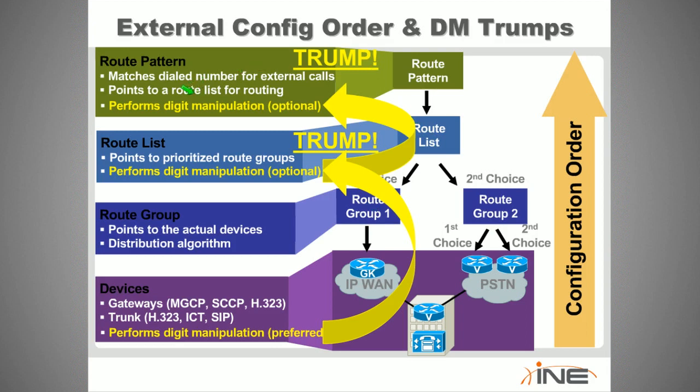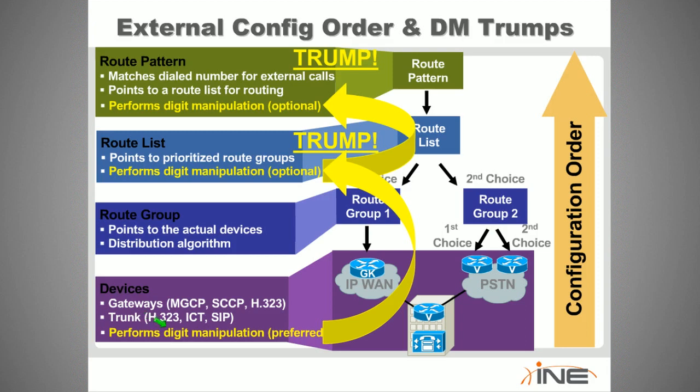Does it, per this trump, override what was done at the route pattern calling digit manipulation? No. Just because I have a calling party transformation CSS doesn't mean anything. It's only if I have a CSS configured that matches a pattern inside of a partition. Then, if it's a match to the original calling number as it entered the route pattern, then and only then will it trump what happened here at the route pattern level.